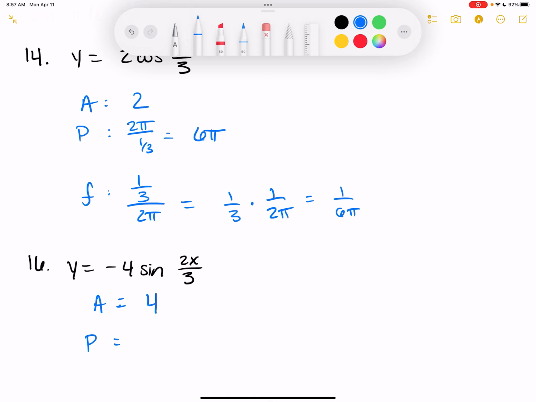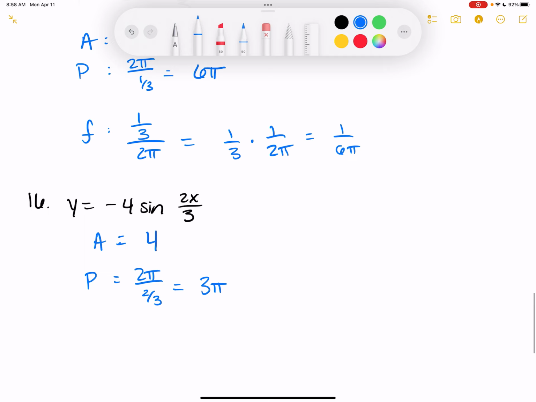Period is... what were you going to say? I don't know. Pi over 2/3, right? 3 pi. Oh, we have already done this one, haven't we? And it's reflected. Frequency. Oh, frequency, sorry. But yes, it is reflected. Frequency is 2/3 over 2 pi. It's 1 over 3 pi.